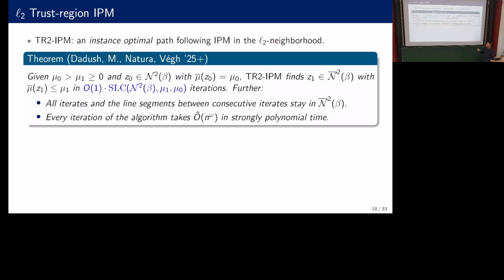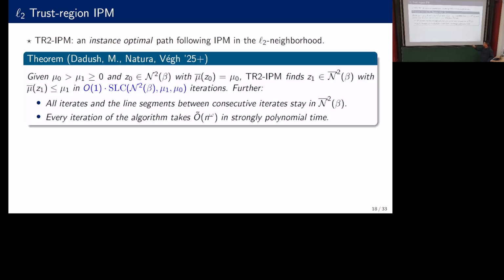So we showed that basically if you start at a point in the L2 neighborhood, then it finds you a point in the L2 neighborhood that reduces the gap from mu0 to mu1 using at most a constant factor times the straight line complexity in the L2 neighborhood between these two duality gap many iterations. And further, it satisfies the two criteria that I mentioned before, that all iterates and the line segments generated stay in the same L2 neighborhood.